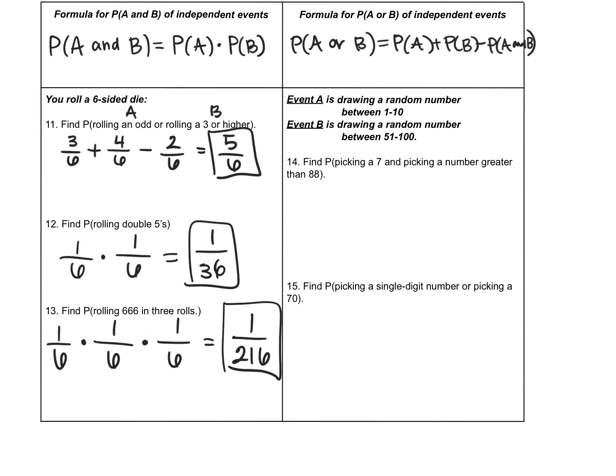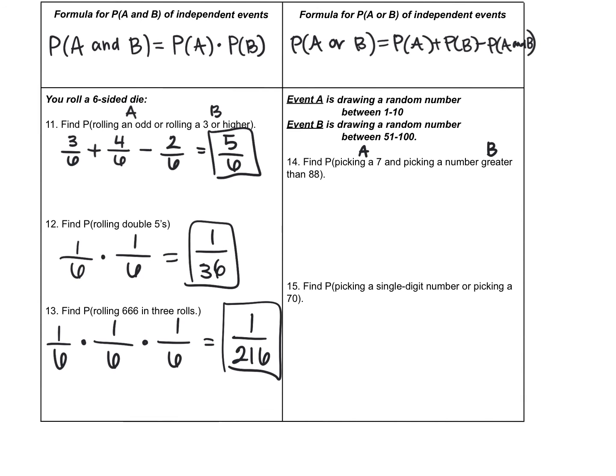The last example we're going to look at is we have 2 events. Event A is drawing a random number between 1 and 10, and event B is drawing a random number between 51 and 100. And we want to find the probability of picking a 7 and picking a number greater than 88. So this is our and probability. So we're going to be multiplying. So event A is going to be picking a 7, and event B comes from greater than 88.